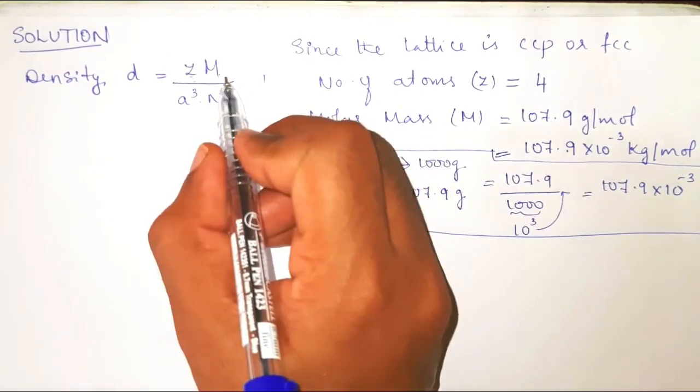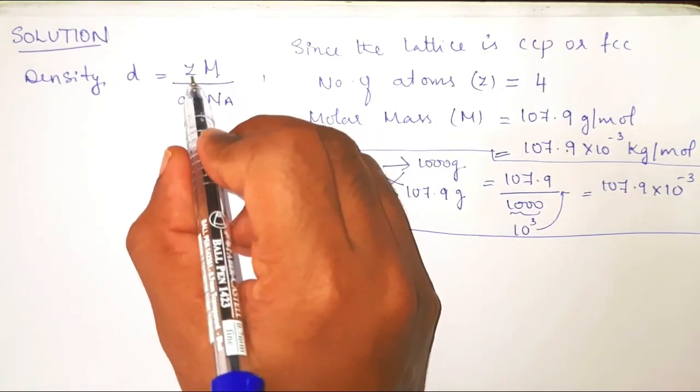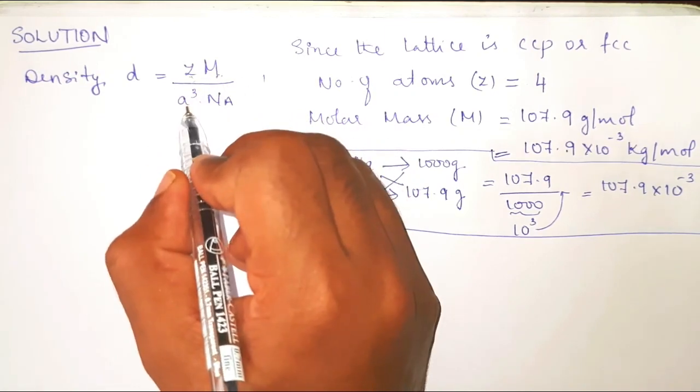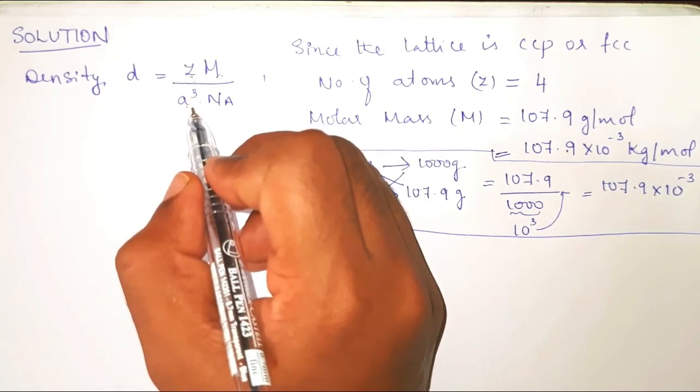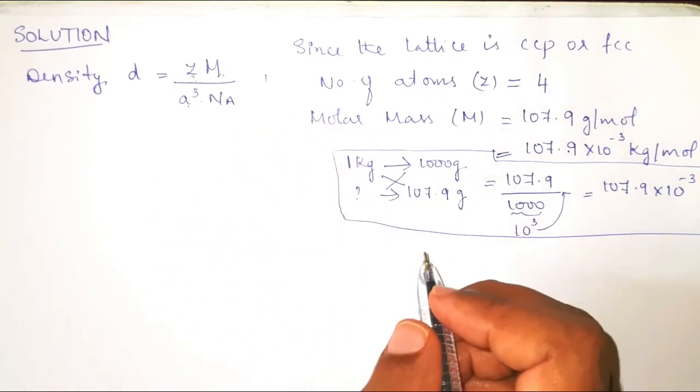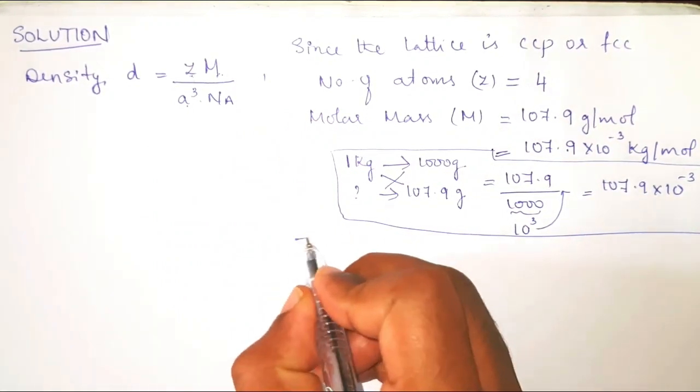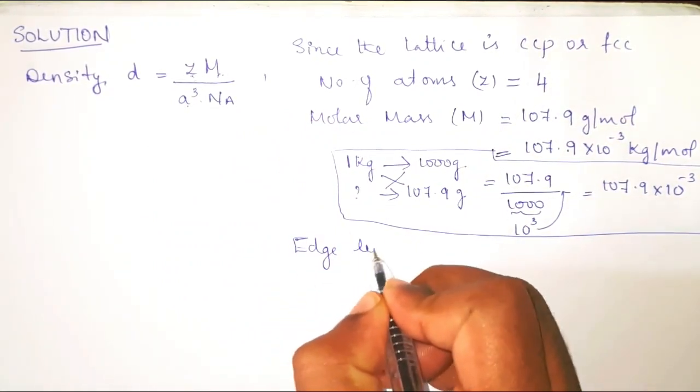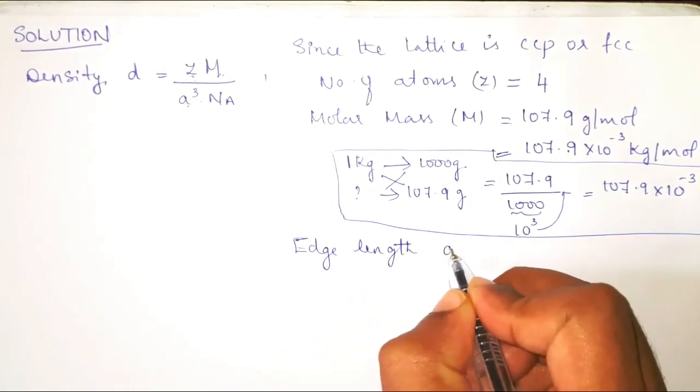That is what you are going to substitute here in the molar mass. So you got Z, you got M. Now A. A is already given in the question, that is 408.6 picometer. A is the edge length, isn't it? So I write it here: edge length, that is A.